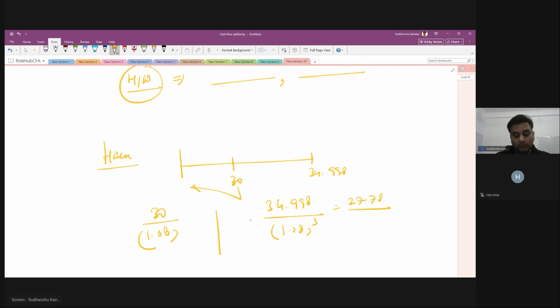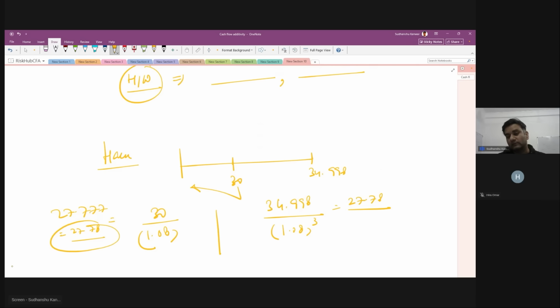And if I do the previous one, 1.08 and then 1 by x, and I multiply by 30, sorry, 3 into 10, this value also comes out 27.777, right, which is 27.78.